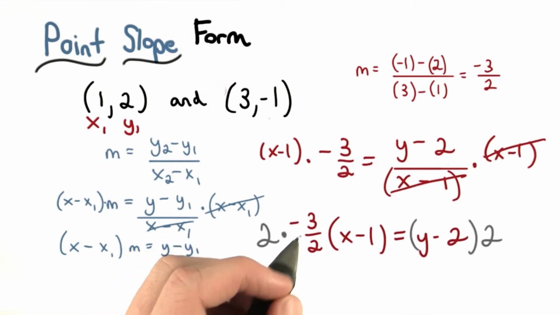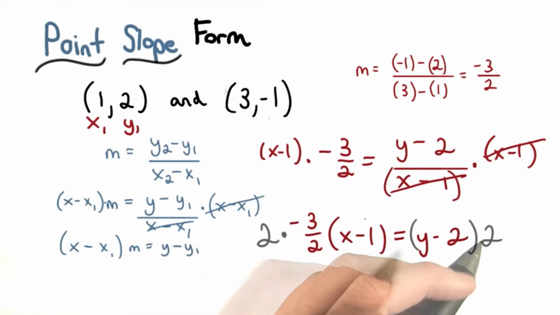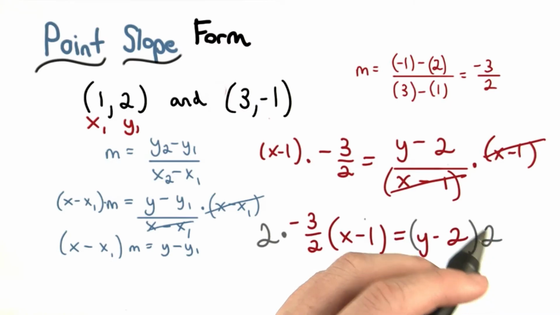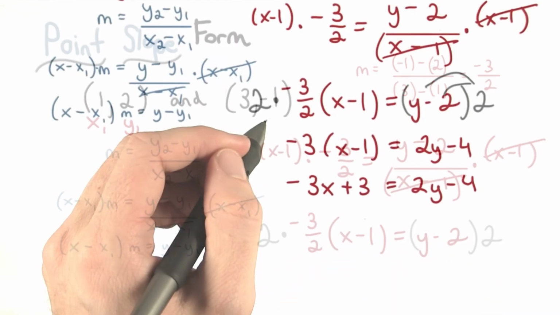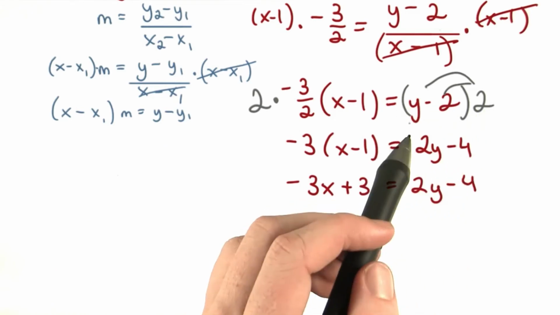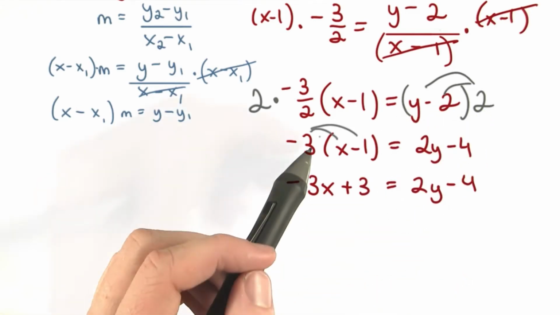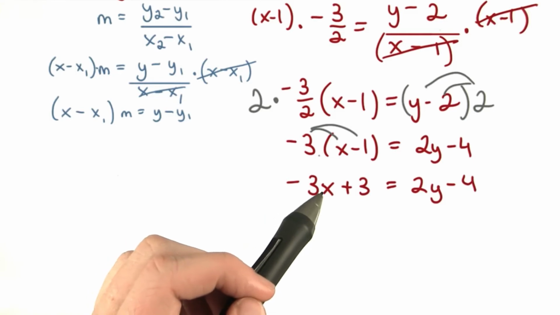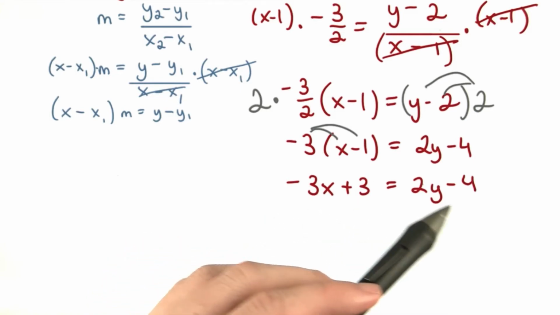I only need to multiply the negative 3 halves by 2 because this number will be distributed to both terms. However, on this side, I need to multiply 2 to each of these terms. 2 times negative 3 halves is negative 3, and distributing this 2, I get 2y and negative 4. Continuing with distribution, I have negative 3x plus 3 and 2y minus 4 on the right.